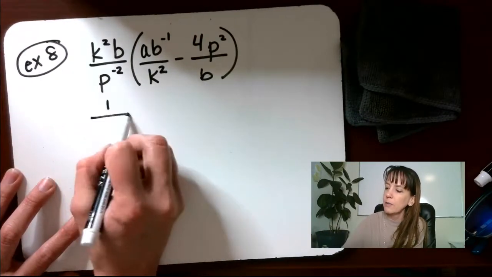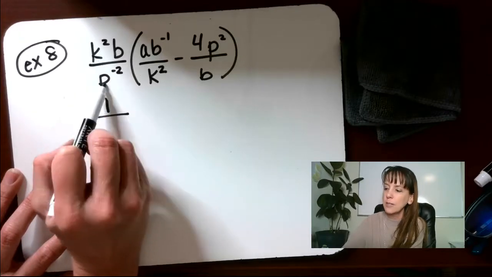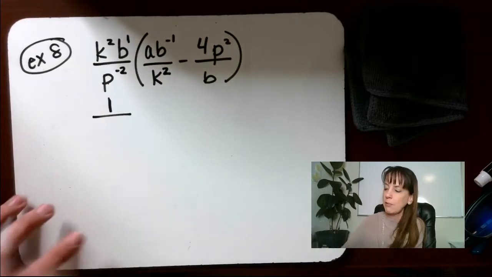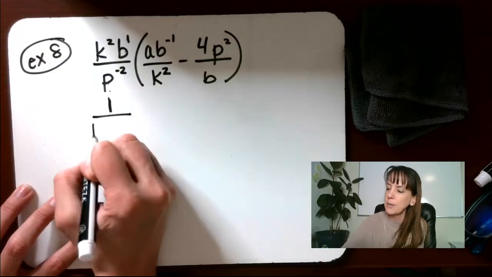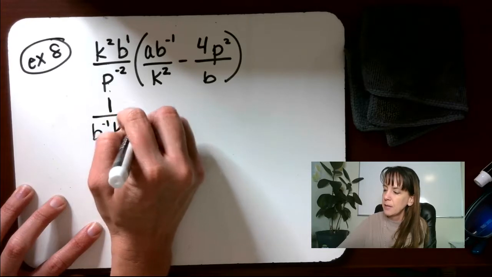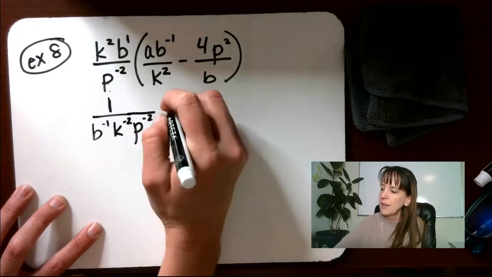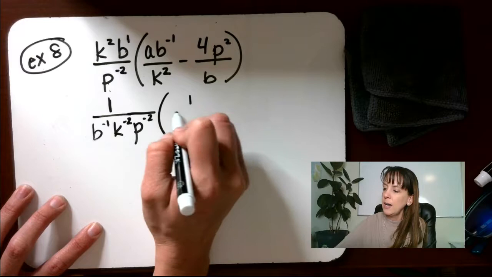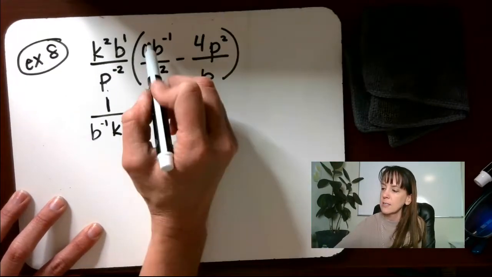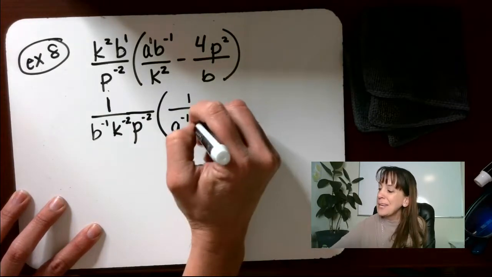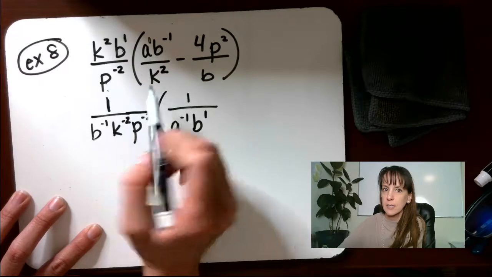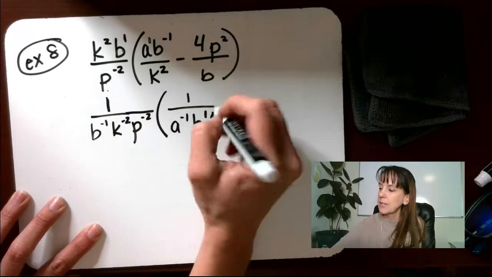So I'm going to have 1 over, and this is going to go downstairs, this is going to go downstairs, and this is to the 1 power, right? I like to put mine in alphabetical order, so since this is going downstairs, it's going to be b to the negative 1, k to the negative 2, p to the negative 2, times 1 upstairs, everything else gets moved downstairs, so it's going to be a to the negative 1, because this is currently to the 1, b to the 1, because it's negative here, so when it goes downstairs, it's going to be positive. And then that k squared stays there, so it's just going to stay.